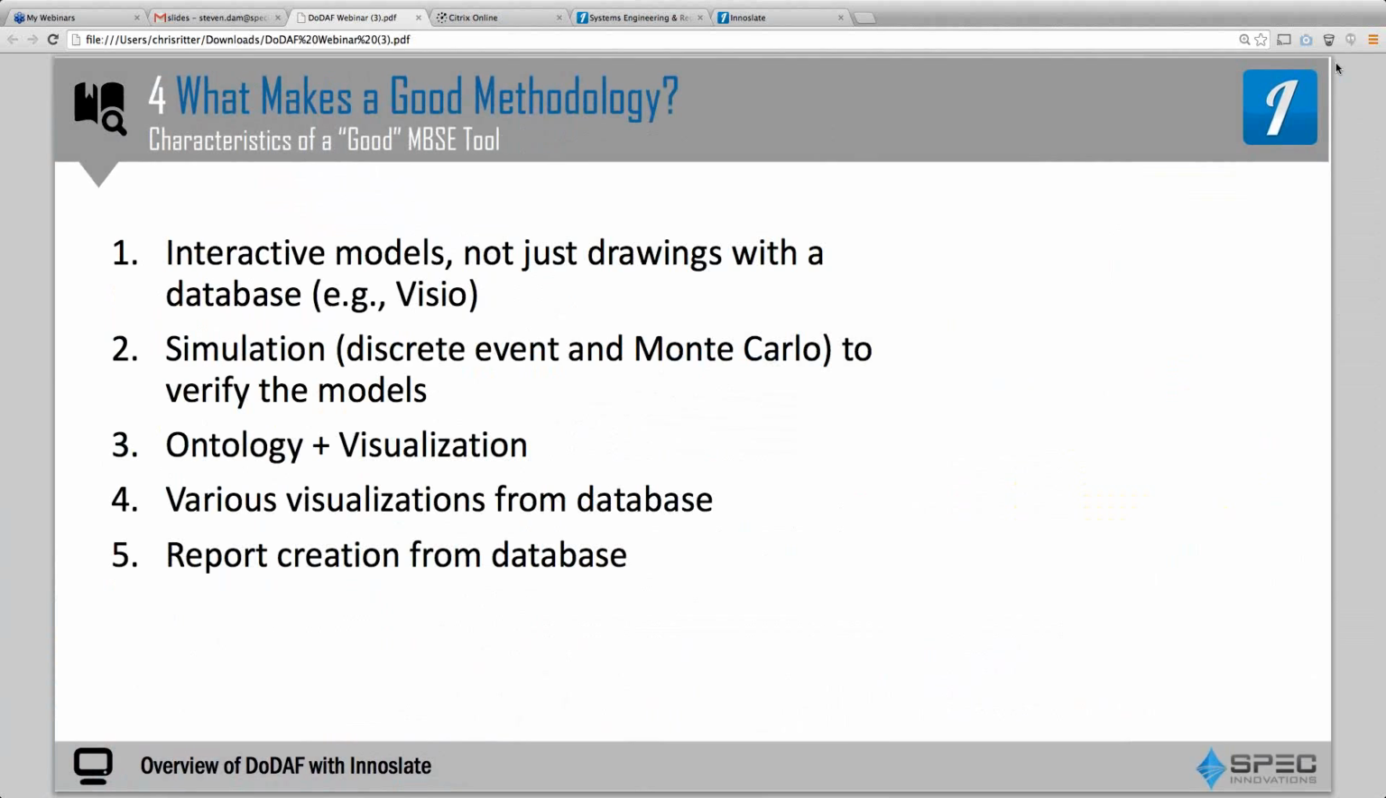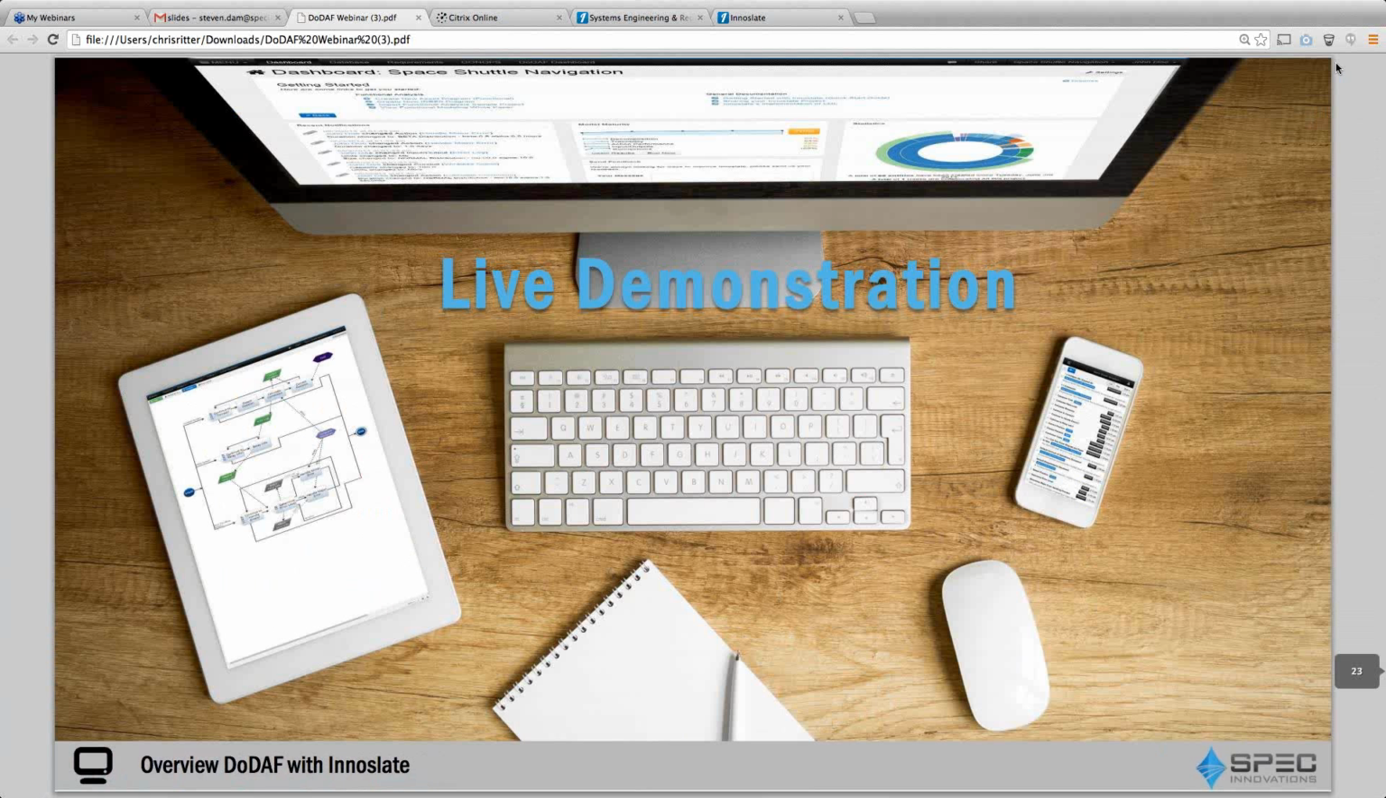And of course, last but definitely not least for model-based systems engineering, you have to create reports from it. The whole idea is you feed the database and then you get back out all the reports you need and all the products you need to make your customers happy. So let's go see a tool that does this, and that's Innoslate.